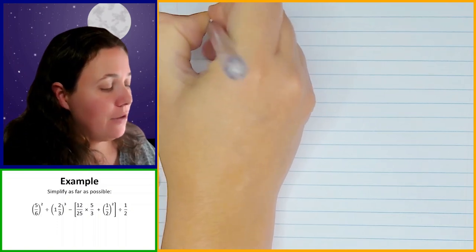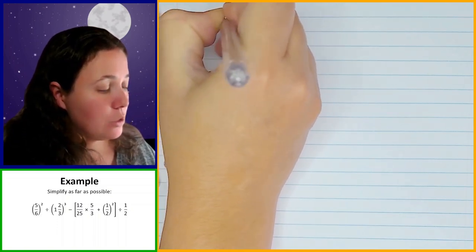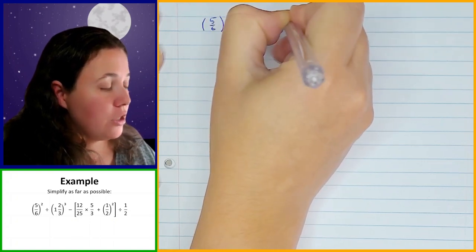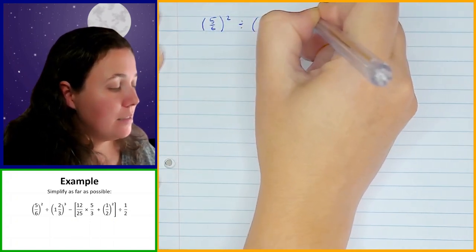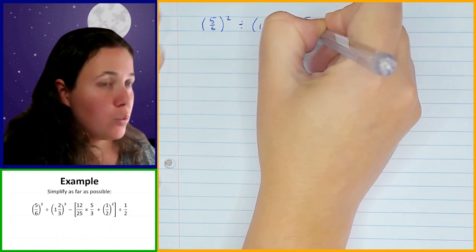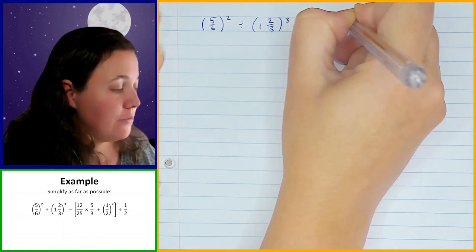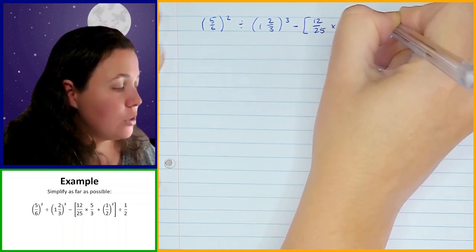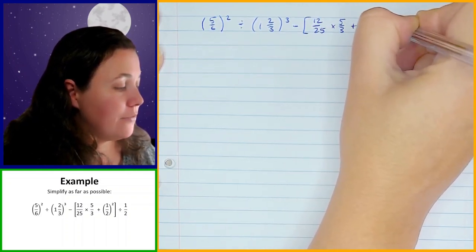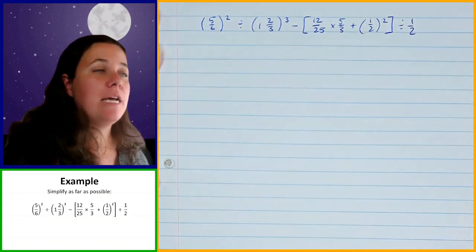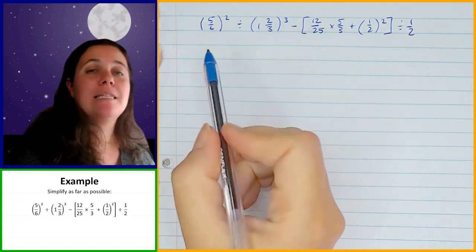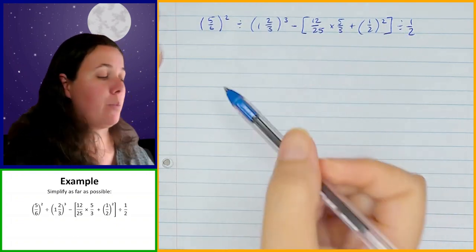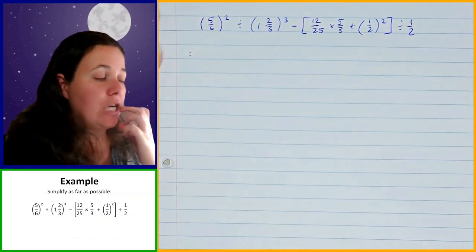So I've got over here 5 over 6 squared divided by 1 and 2 thirds cubed minus 12 over 25 times 5 over 3 plus a half squared divided by a half. Okay, so that's our whole question. Now, as I said, the first thing we're going to do is convert anything that is a mixed number to improper fractions before we start with our actual calculations.